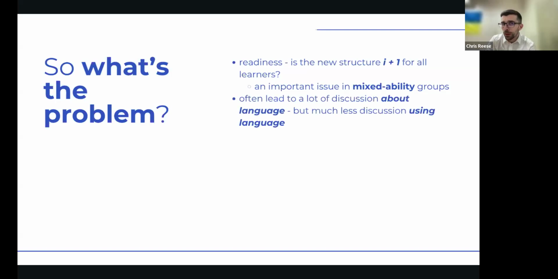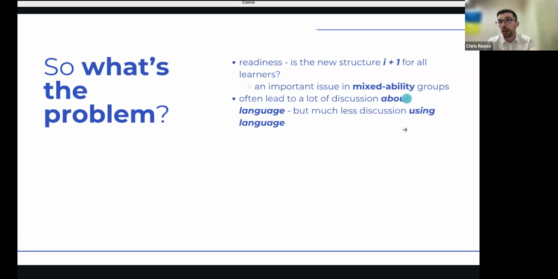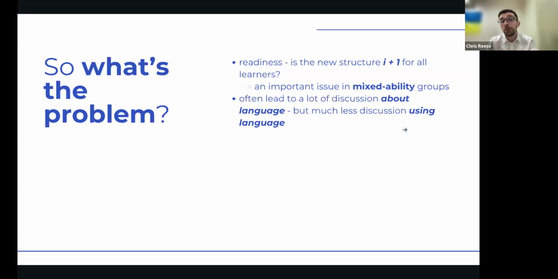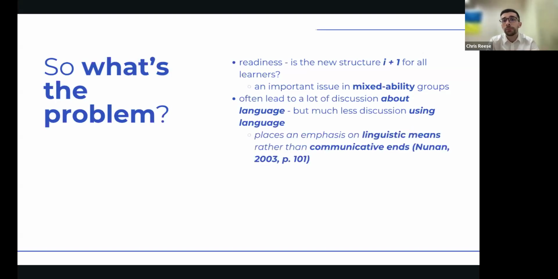That can sometimes lead to a lot of discussion about language, especially when we get into these long checking the answers and explaining the answers that take 10, 15, 20 minutes, but much less discussion using the language. If we use a restaurant analogy, we spend a lot of time eating the bread, but we spend very little time eating the entree. Noonan phrases this as such that we place an emphasis on talking about the language rather than being communicative.